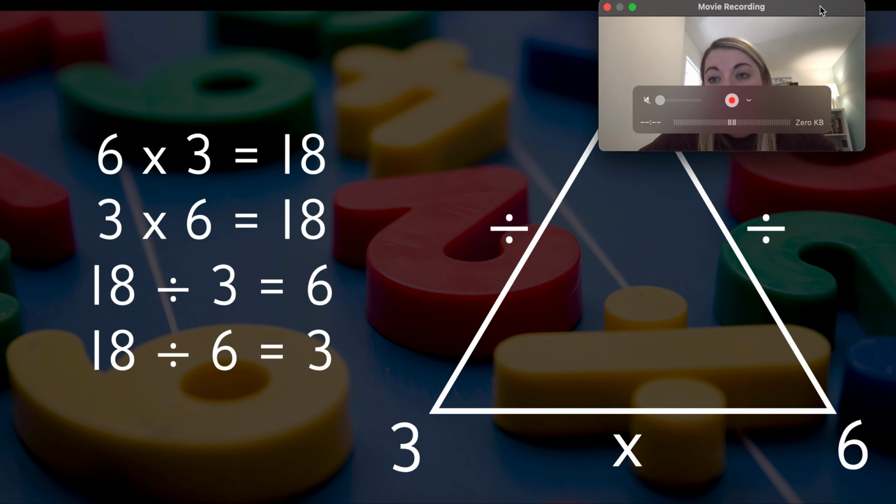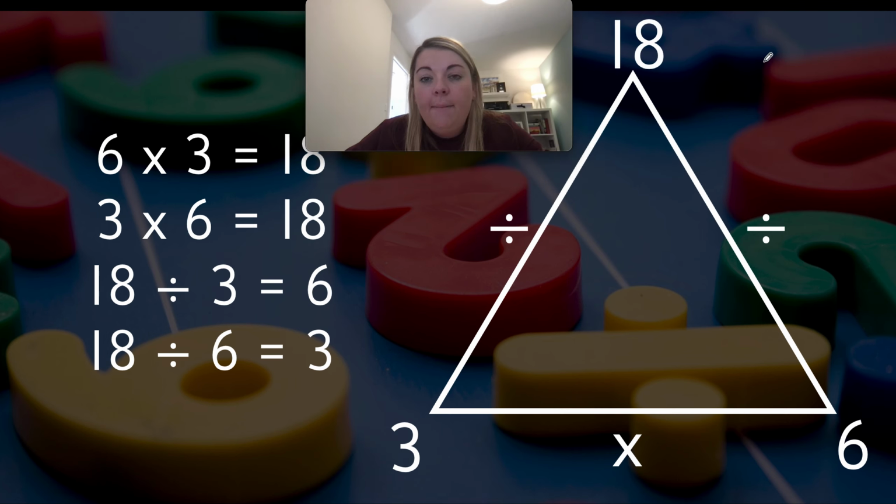I'm going to show you here just now. That might be represented like this. So the 18 is the answer to my multiplication question. 3 times 6 equals 18, or 6 times 3 equals 18. So that also means that 18 divided by 3 equals 6, and 18 divided by 6 equals 3. So from one times table question, you can work out the related multiplication fact and 2 division facts.